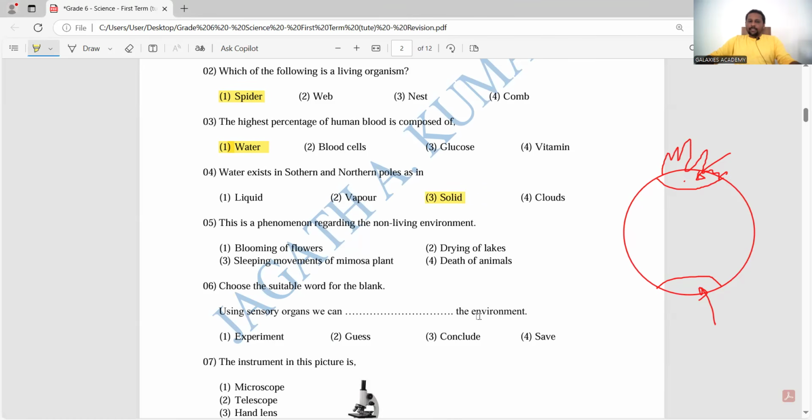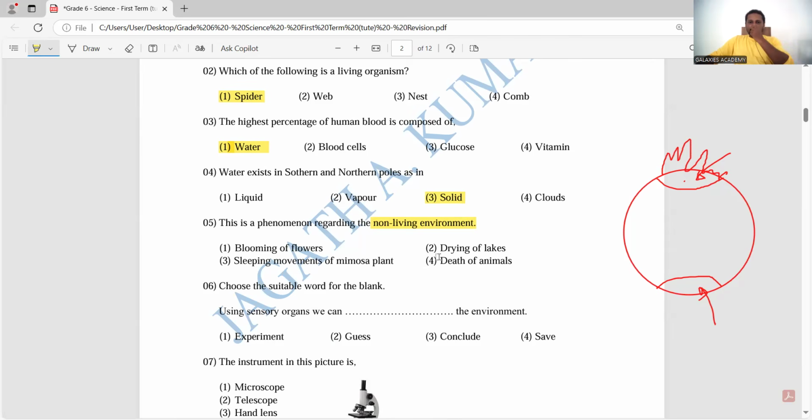Right, then next one, look at this: a phenomenon regarding the non-living environment. What's the meaning of phenomenon? The single word meaning of phenomenon is Sansiddhiya, right? Which phenomenon is regarding the non-living environment? Blooming of flowers. Flowers blooming. Flowers are living things, no? So it is not a suitable answer for this question. In this question, you have to select the phenomenon regarding the non-living environment.